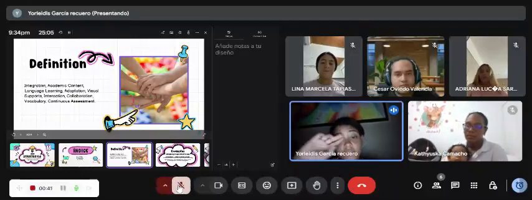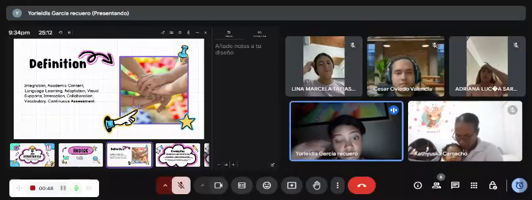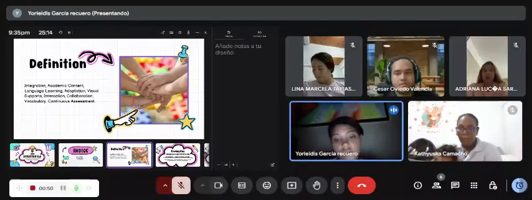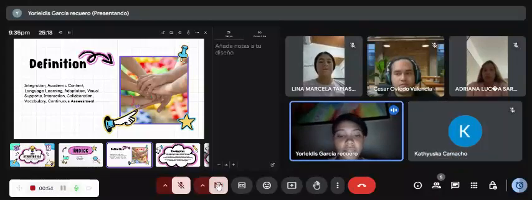So first, we're going to start with a small definition of what it is. We're going to talk about the Sheltered Instruction Observation Protocol, SIOP. We're going to talk about the strategies of this methodology. Basically, these are techniques designed to teach the second language, including the academic language, obviously through the language.